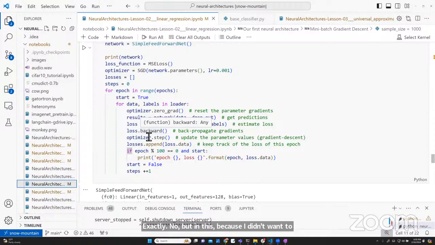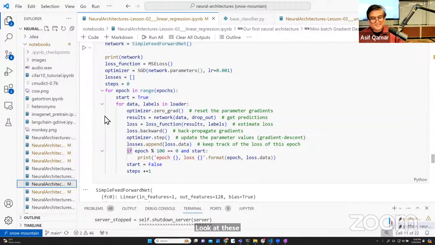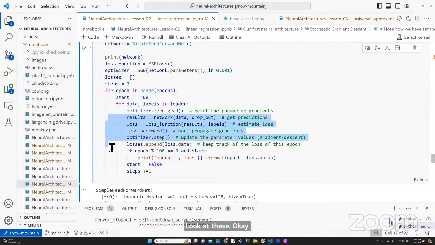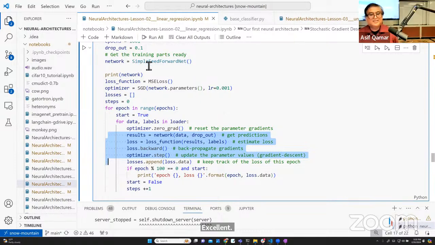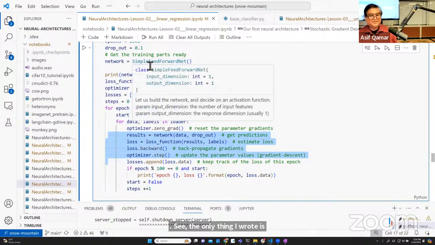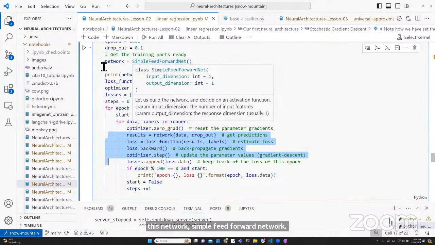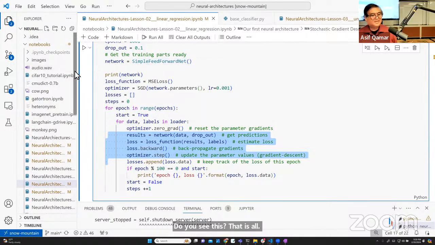So, Asif, the network is a function that you have written, and we can look at the loss function, backward, step, all of these in the code and try and understand? Absolutely. See, the only thing I wrote is this code and this network, a simple feed forward network. Do you see this? Yes. That is all. And the rest of it, the framework gives. Obviously at this moment, I want to keep all things dead simple.